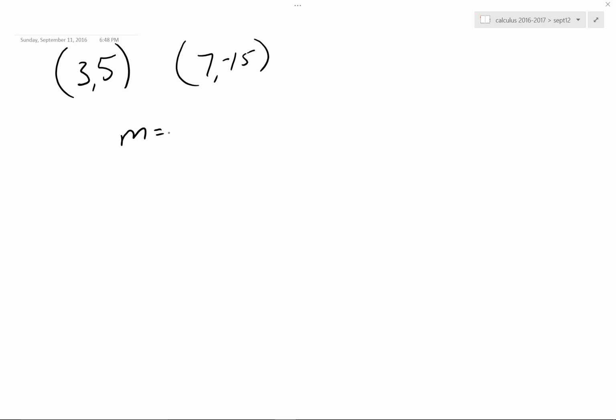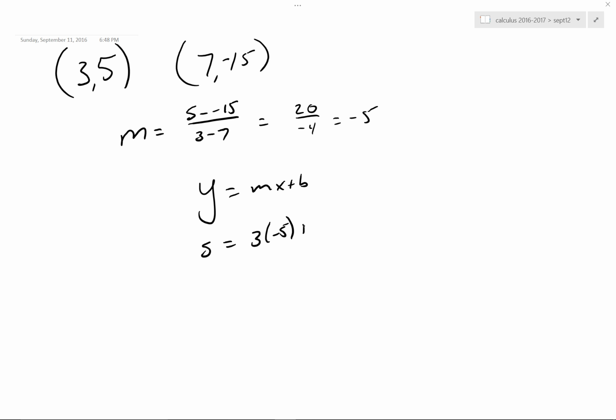So the slope, of course, is y1 minus y2 over x1 minus x2, which is 20 over negative 4, which is negative 5 for a slope. Of course, y equals mx plus b, and you get y equals, of course, negative 5x plus 20. Piece of cake. Something to keep in mind here.